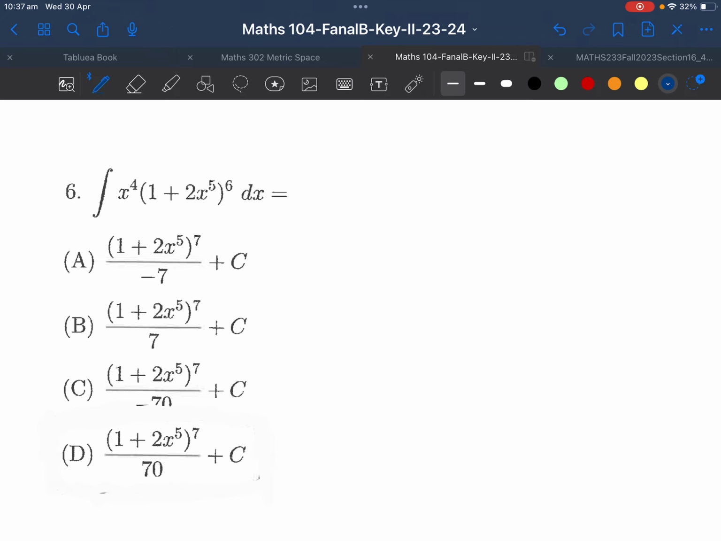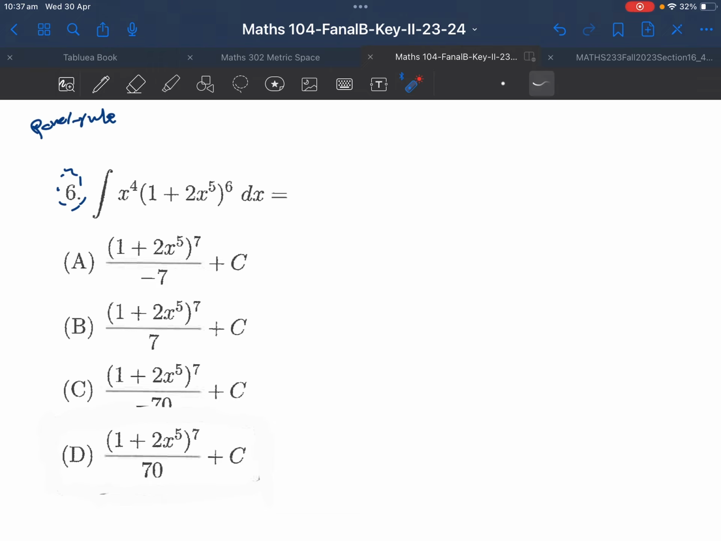Question number 6. Ooh, question number 6 is so nice because we will use the substitution method, or we call it the power rule. How do we know that we need to use the power rule? Look, we have power 6, and then I have something, I will call it u, and this looks like u prime, but it's not exactly u prime. What is the derivative of u? It is 10x to the power 4.